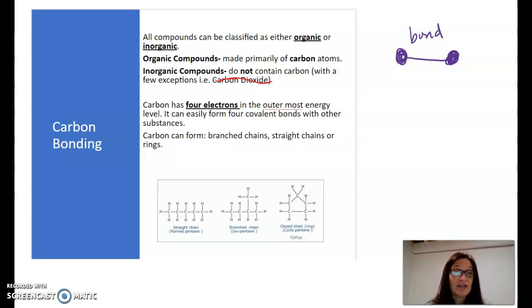Now, it is a necessary input to make organic compounds in the process of photosynthesis, but it is not an organic compound. The reason, as I said before, is that carbon has 4 electrons in that outer energy shell, and therefore it can bond with 4 other atoms. Carbon can form chains, like in lipids. It can form branches, like in proteins, and it can form rings, like you see in carbohydrates.